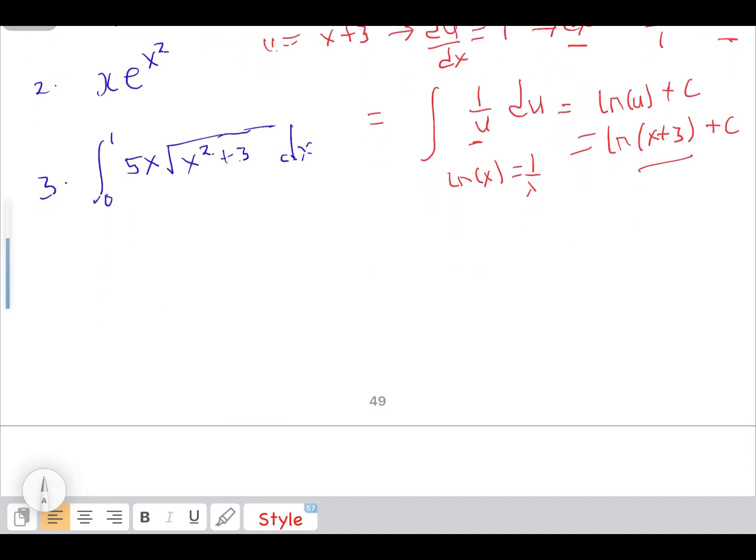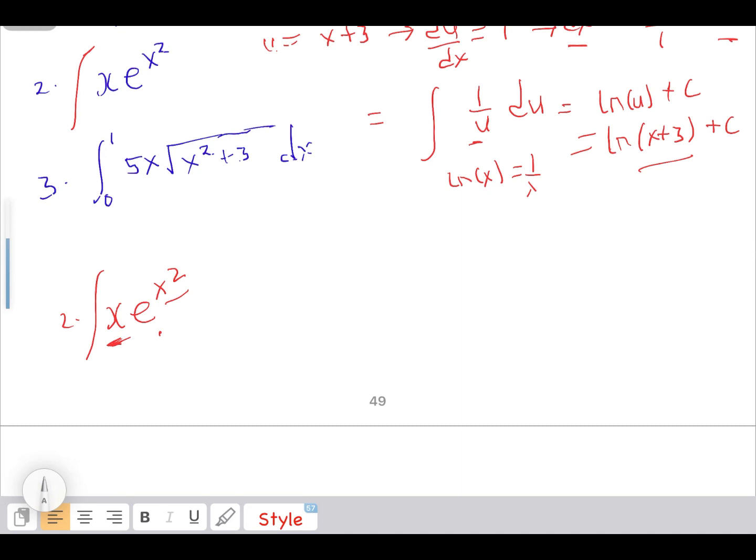So let's look at the second question. The second question says that we should find the integral of x exponent x squared. When you observe this one, you can see that this x here is the derivative of x squared here, which is the power of the exponent, and therefore using substitution can work perfectly to help us eliminate this x over here.